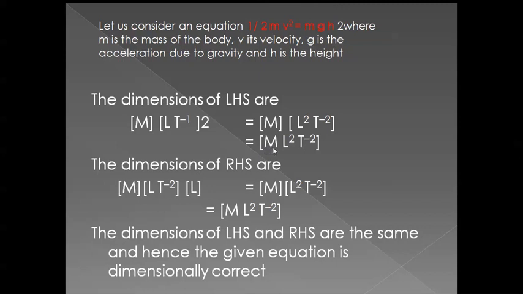So on the left side we have M L power 2 t power minus 2. On the right side also we are getting the same dimensional formula, M L power 2 t power minus 2. So the dimensions of LHS and RHS are the same. Hence the given equation is dimensionally correct. So this is about the principle of homogeneity of dimensions.